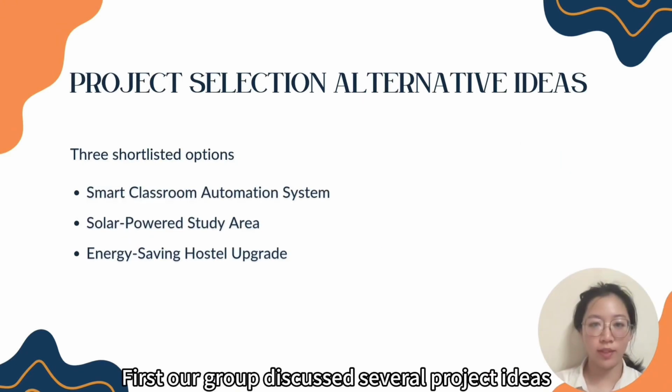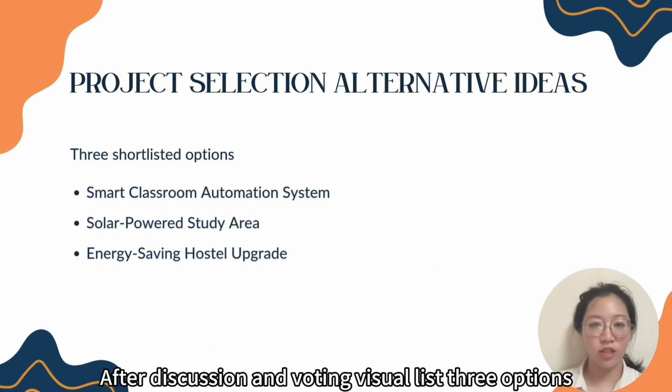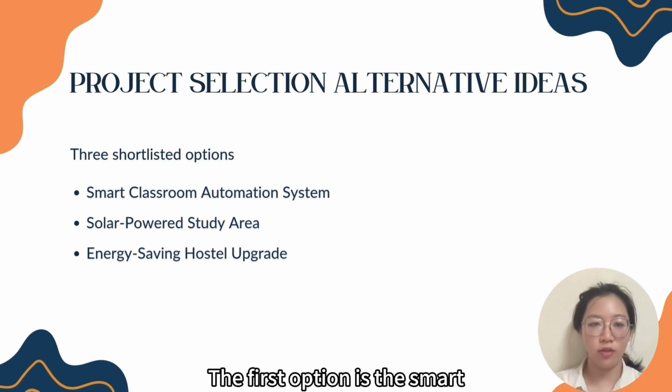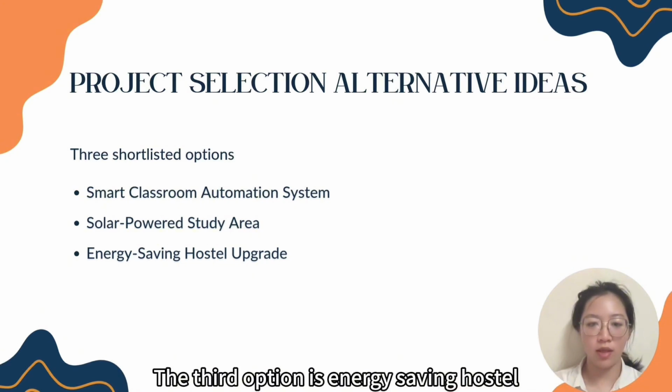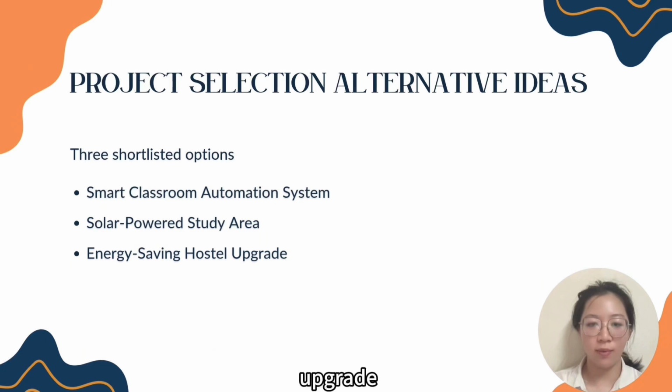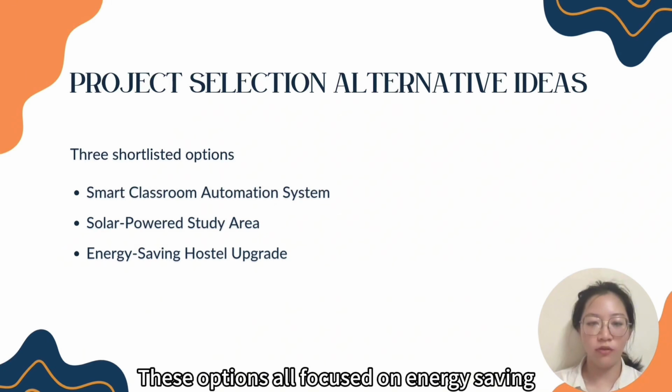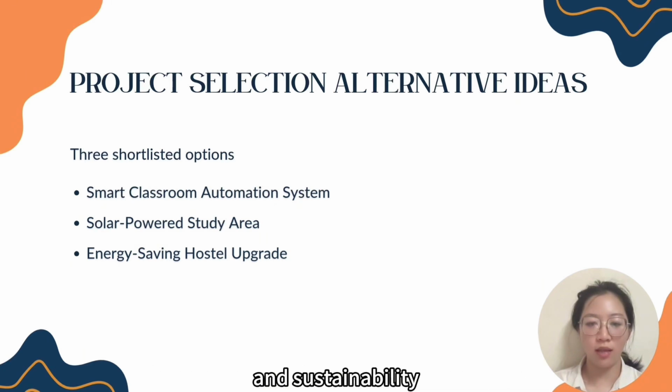First, our group discussed several project ideas. After discussion and voting, we shortlisted three options. The first option is the smart classroom automation system. The second option is the solar-powered study area. The third option is the energy-saving hotel upgrade. These options all focused on energy saving and sustainability.